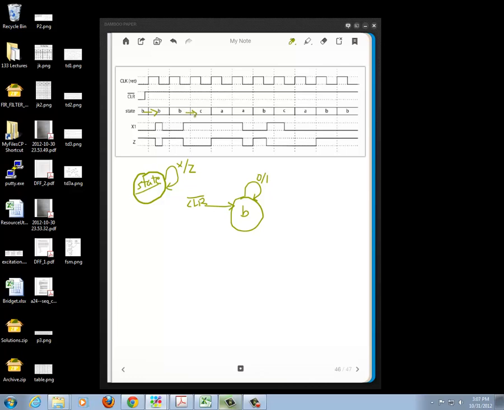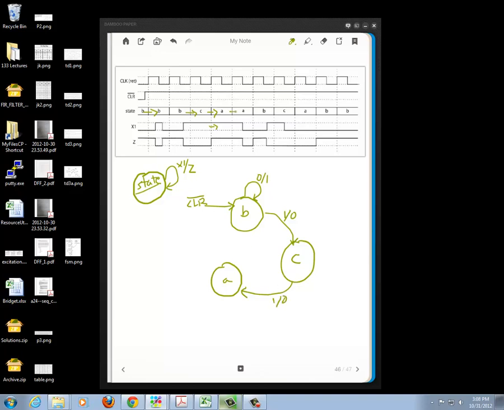Now we have a B to C. B to C is going to happen when X1, I should call this X1 because that's how it's labeled in the diagram, when X1 is a 1 and Z is a 0. Then we're going to go from C to A when X1 is a 1 and Z, you always want to take the previous state, so Z is a 0. X1 is a 1 and Z is a 0.